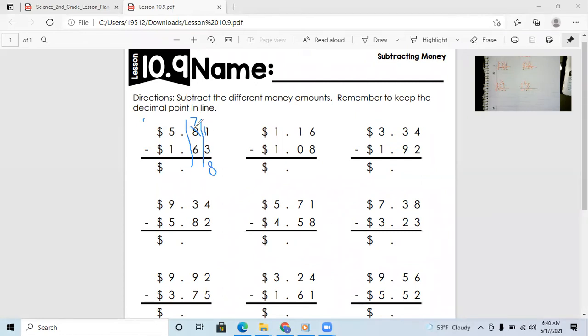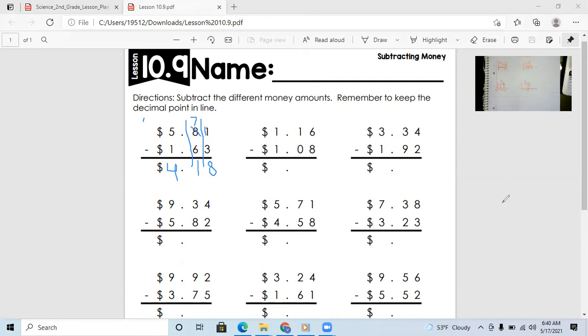Now we're going to subtract. What is 7 subtracted by 6? 1. Good job, friends. Now we have one more column to subtract, and we need to make sure that our decimal is brought straight down. What's 5 subtracted by 1? All right, friends, good job. Yeah, it's 4. So our answer would be $4.18.